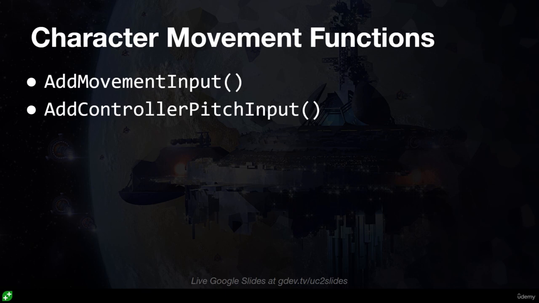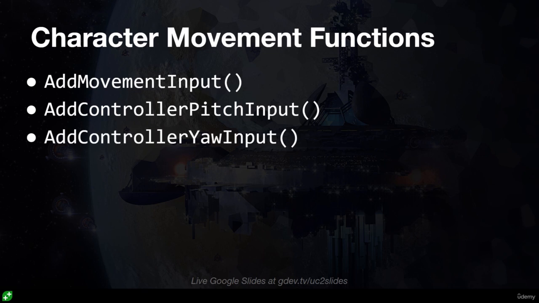The next thing is we've got add controller pitch input. So that's about looking up and down, which is obviously very useful when you've got your mouse. You want to be looking up and down by moving your mouse up and down. Then there's add controller yaw input, which is going left and right. And finally, there is a jump function, which is just that. Maybe you hit the spacebar and you jump.